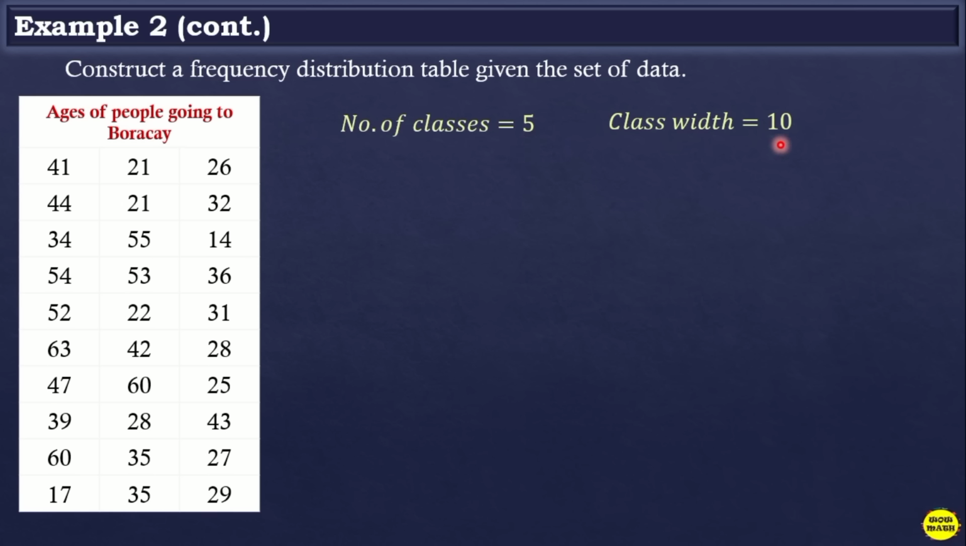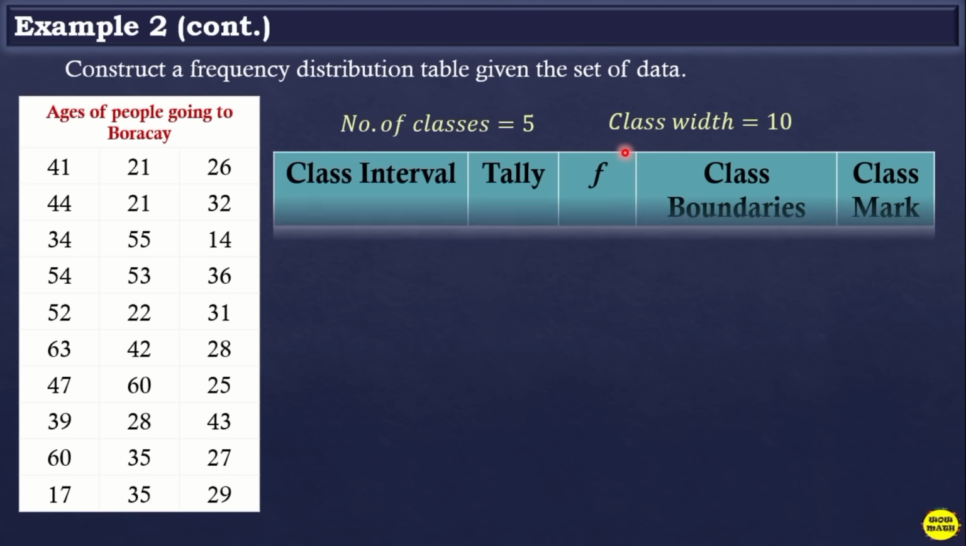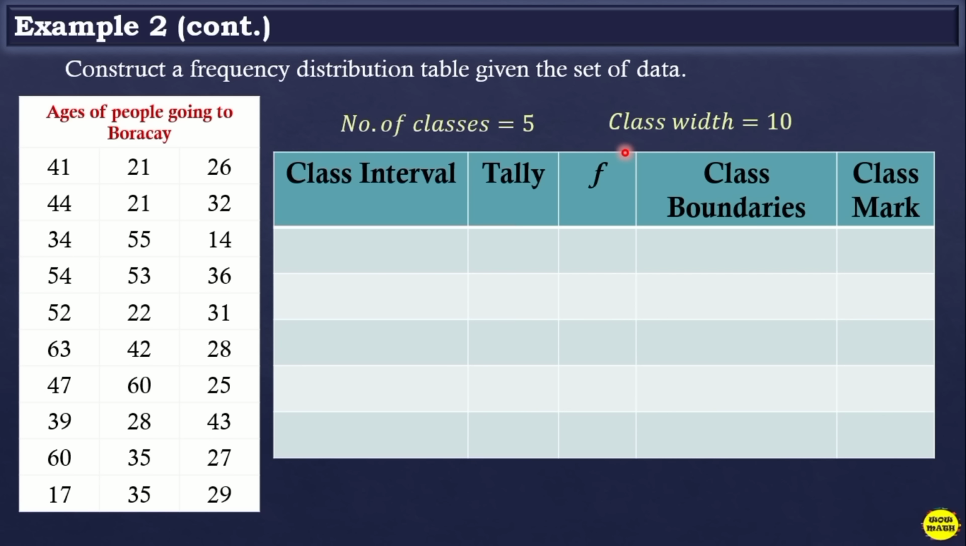Okay, so let us construct our frequency distribution table. So, our class interval, so start tayo, what is your lowest score? We have 14. Okay, your lowest number, so that is 14. Ngayon, bilangin, check nyo pala yung rows nyo. 1, 2, 3, 4, 5. Kasi 5 classes, so 5 dapat yung rows natin.